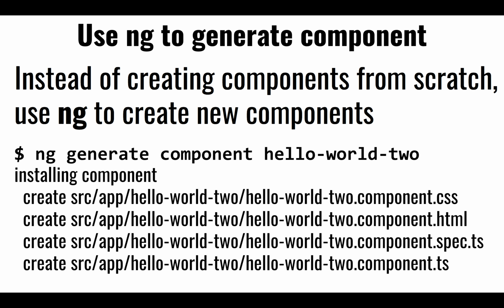So if we do that, it will generate all 4 files, all based on the name that you gave it. Plus, it'll append a dot component, and it'll have the relevant extension: CSS, HTML, and TS for TypeScript. Most of our work will be there.